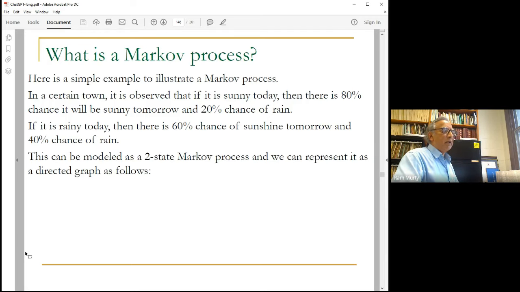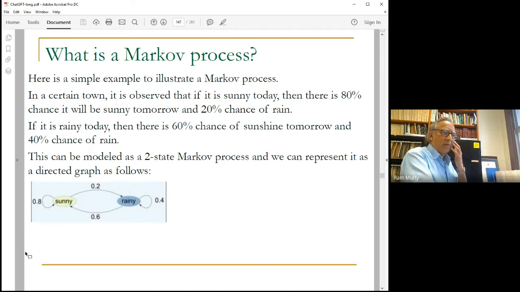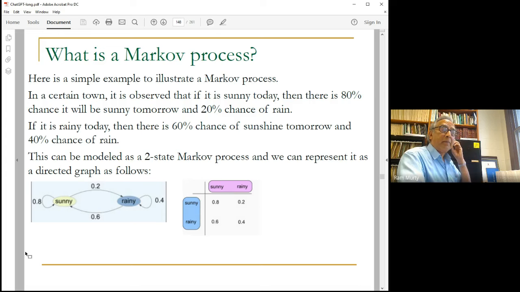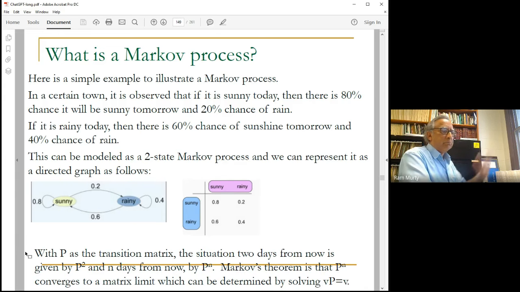And this can be modeled as a two-state Markov process, and we can represent it as a directed graph. So I'm trying to oversimplify this. Suppose there are only two states, sunny and rainy, and then the probability of moving from sunny to rainy is 0.2. The probability of moving from rainy to sunny is 0.6. I can model this data using a graph, and the graph comes with this matrix. And then we can apply Markov's theorem.